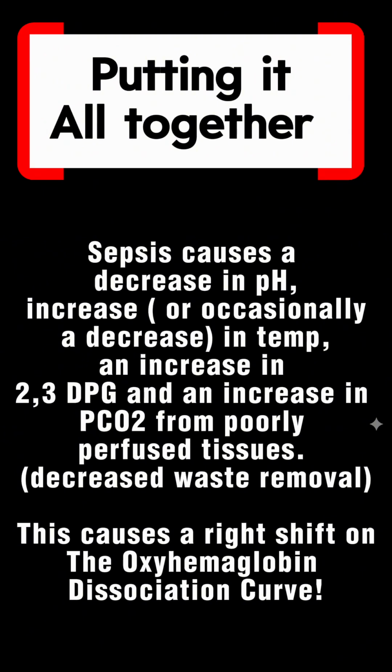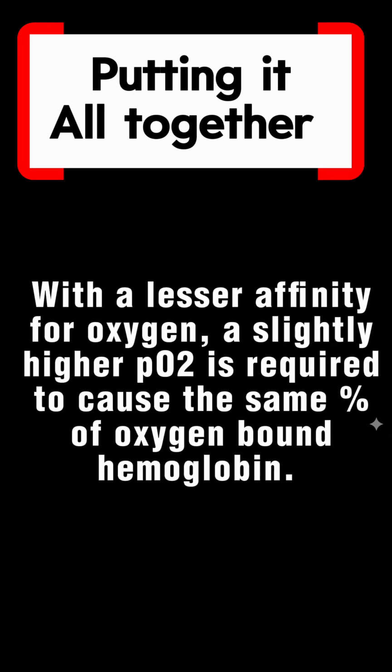Sepsis will cause a decrease in your pH, an increase in your temperature, occasionally a decrease, but more often an increase in temperature. It increases 2,3-DPG and increases CO2 from poorly perfused tissues, as in they have a decreased ability to remove the waste. All this stuff added together causes a right shift on the oxyhemoglobin dissociation curve. With a lesser affinity for oxygen, a slightly higher PO2 is required to cause the same percentage of oxygen-bound hemoglobin.